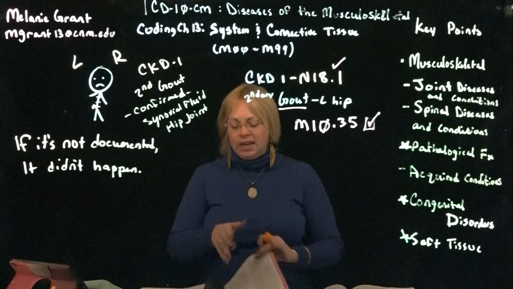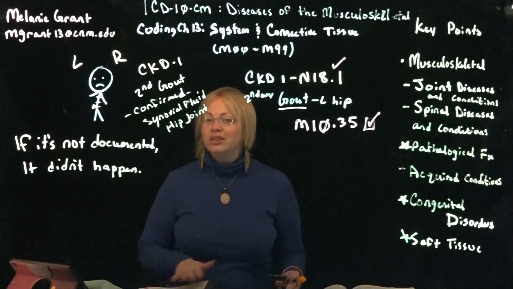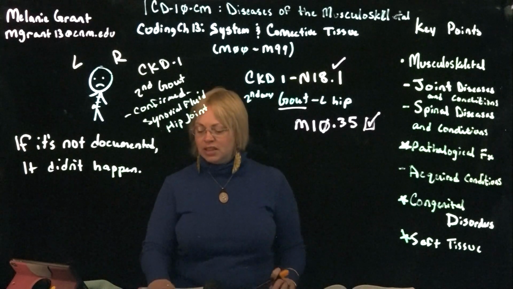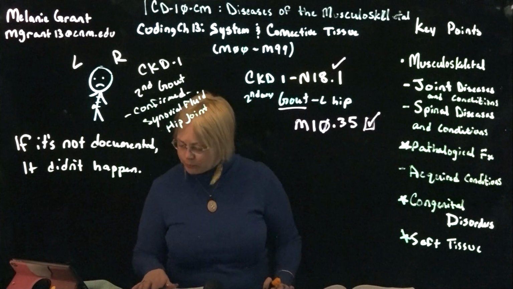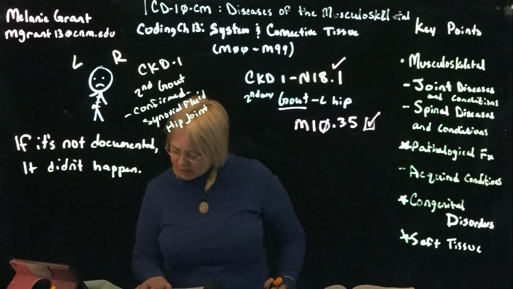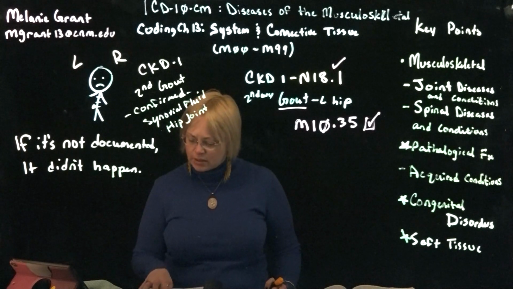But before I look at category M10, again, I look at my chapter. I've already looked at it, so I already know that none of the excludes notes apply, but I want to identify the block for M10. By looking at that, I find that the block for M10 falls under inflammatory polyarthropathies, M05 through M14.